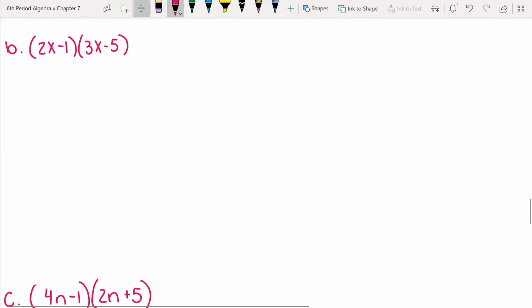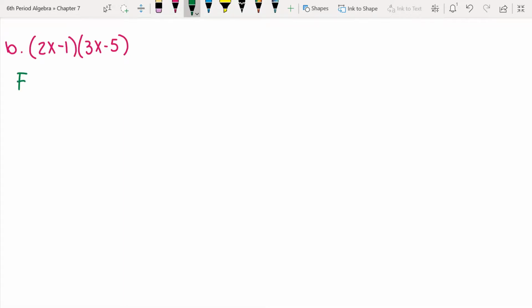I'm going to go down now to B. I am going to do this one again, and then I will have you try one on your own. So I'm going to start with FOIL. I like to write out my letters because it helps me keep my steps organized.